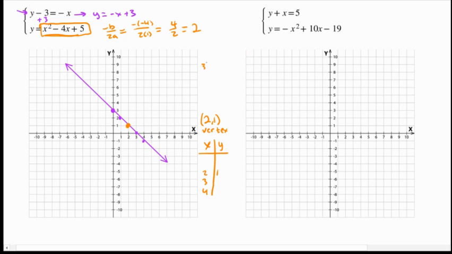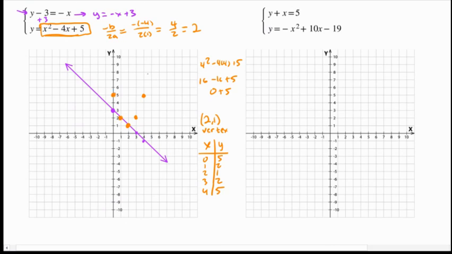So 3 squared minus 4 times 3 plus 5, 9 minus 12 plus 5, -3 plus 5, and I get 2. Then if I plug in 4, you get 4 squared minus 4 times 4 plus 5, 16 minus 16 plus 5, which is just 5. So 3, 2, and 4, 5. And then I'm going to mirror that. So 1 and 0 are going to have a 2 and a 5. So 1, 2, there's my other solution, and 0, 5.